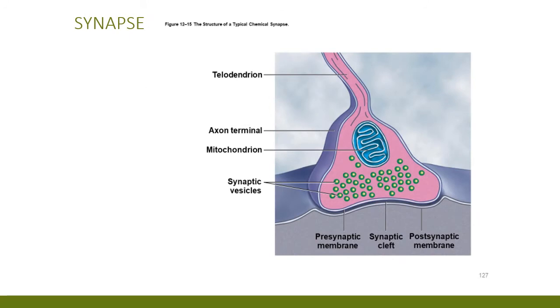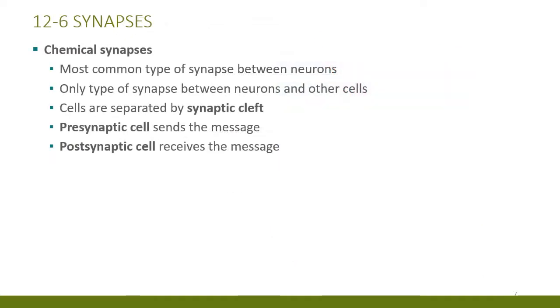So this is the telodendron. The last part of the axon forms the telodendria, or terminals, and this is the terminal end bulb, which has synaptic vesicles within. The synaptic vesicles are released out into the synaptic cleft. A chemical synapse is the most common type of synapse between neurons, and the only type of synapse between neurons and other cells. Cells are separated by the synaptic cleft. The presynaptic cell sends the message, and the postsynaptic cell receives the message.